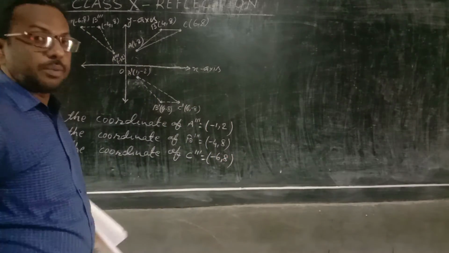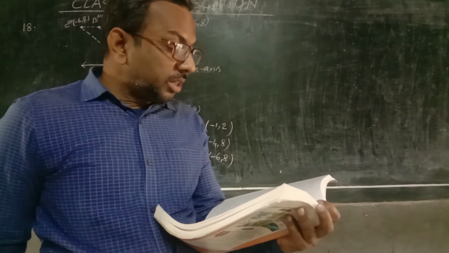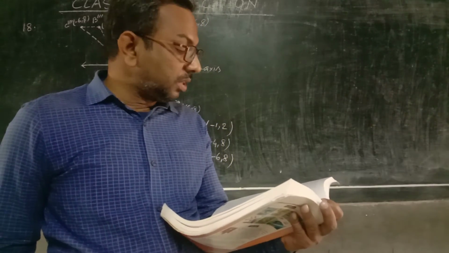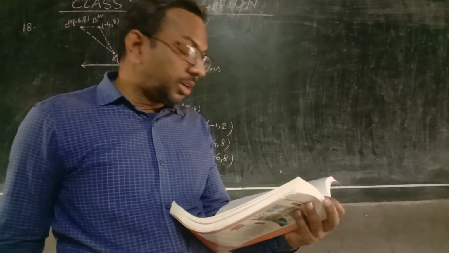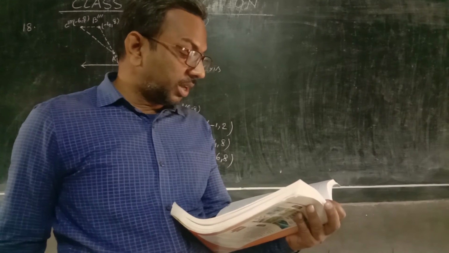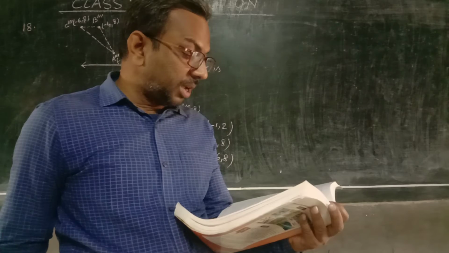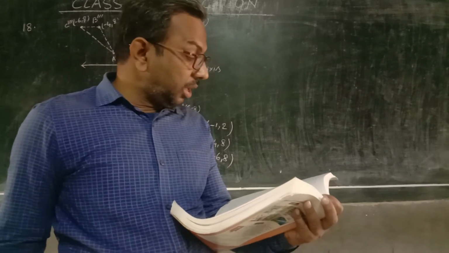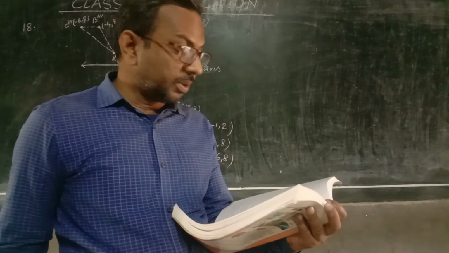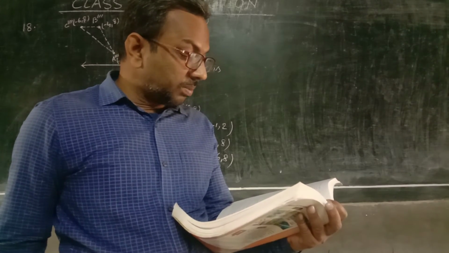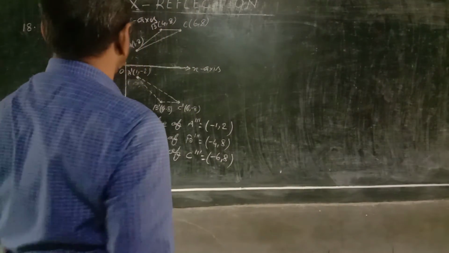One more question is there, that is related with the single transformation. Write down the single transformation that maps ABC onto A double dash, B double dash and C double dash, not triple dash. I repeat this statement. Write down a single transformation that maps ABC onto A double dash, B double dash and C double dash.